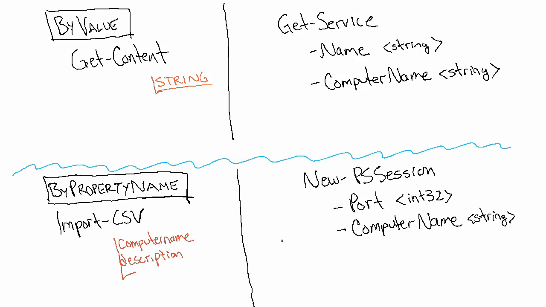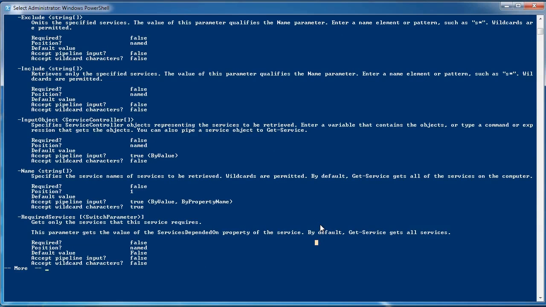In the case of New-PSSession, the computer name parameter binds pipeline input by property name, same as it does with the Get-Service commandlet's computer name parameter. In this case, because I have an input object property named computer name, in other words, the property name matches the parameter name, the computer names from the CSV file will be matched to the computer name parameter of New-PSSession. Let's take a look at that example and see how it actually works.